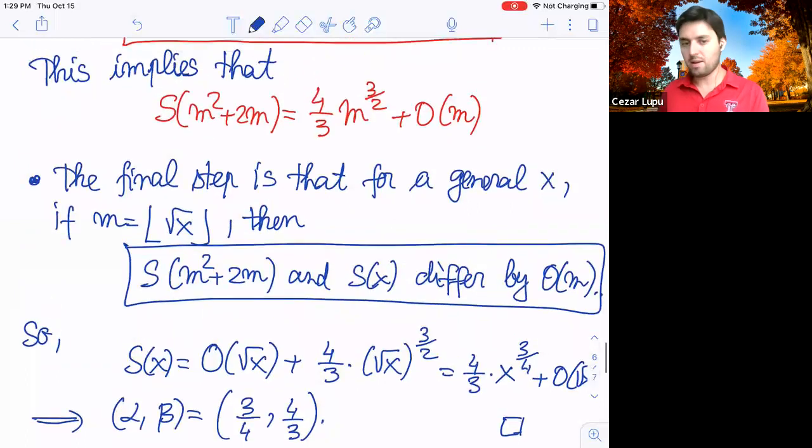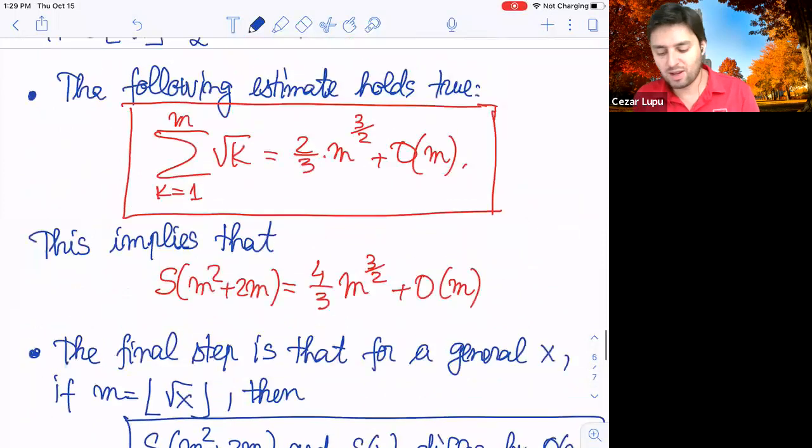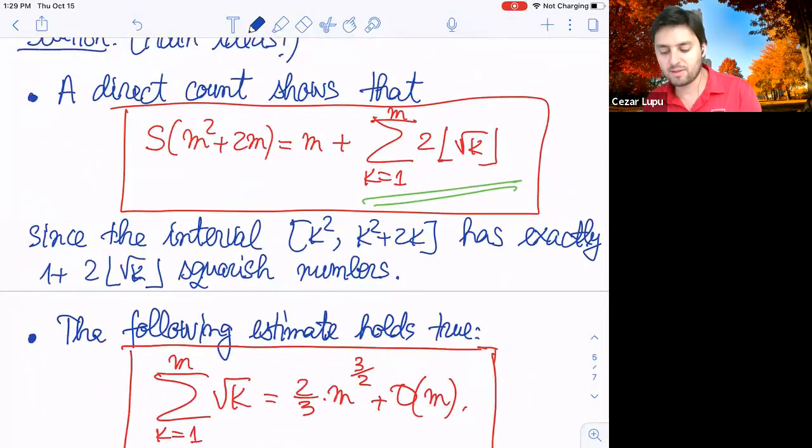Is it clear for everybody? Now I'm just lazy to count all this, the direct count, but I think you can do it. You just have to write the definition of the nearest integer, what the integer part is, and so on. Okay.